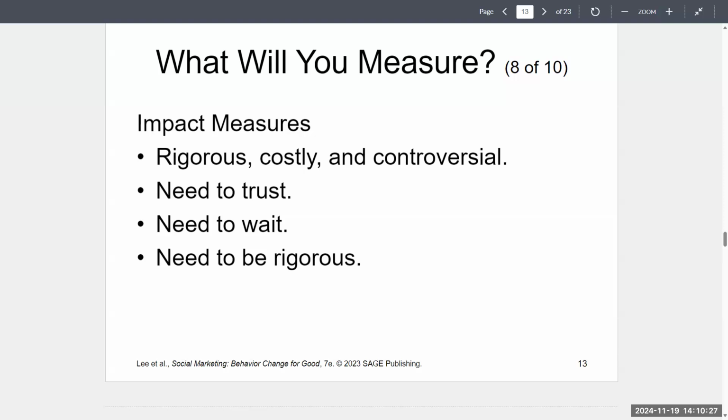There is a need to be rigorous. So because your impact campaigns are so consequential, the process must be rigorous. So this includes defining clear metrics, using appropriate research design, and analyzing data thoroughly. So for example, a program designed to improve community health might use pre and post intervention surveys.